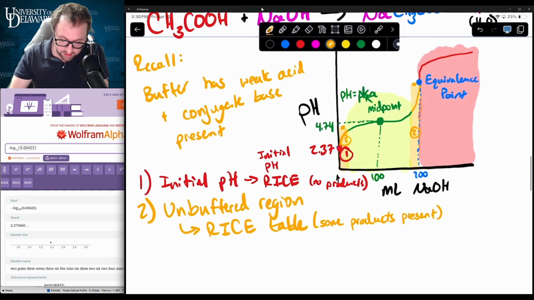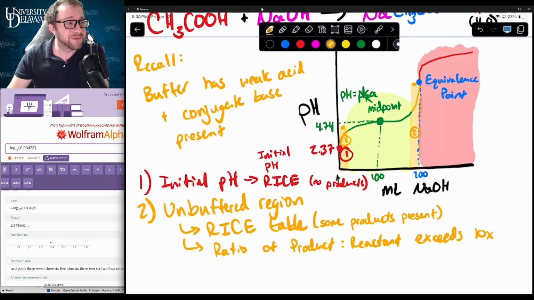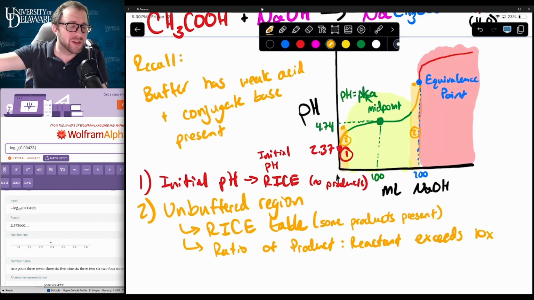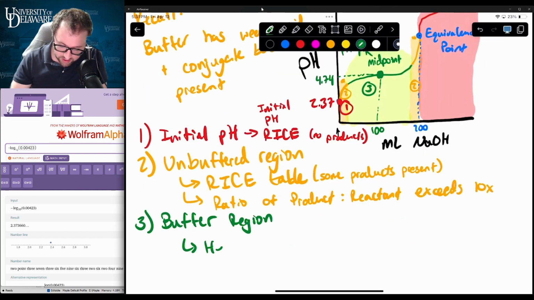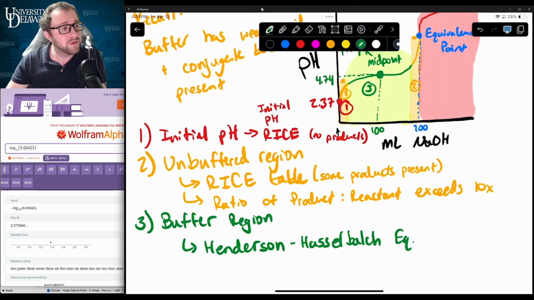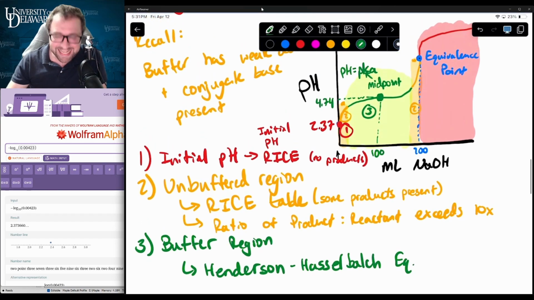And typically, if you have more than 10 times as much reactant or more than 10 times as much product as the other one, you're no longer in this happy buffer region. You've moved completely into some region where the assumption that makes Henderson-Hasselbalch possible is violated. And that's why these regions don't behave like a buffer. If you are inside this nice buffer region, you can use the Henderson-Hasselbalch, right? You can use the Henderson-Hasselbalch equation inside that region.